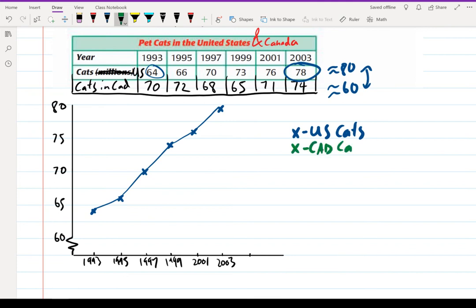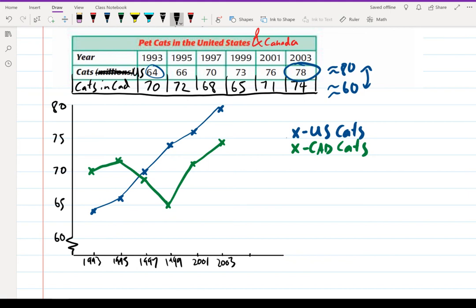And then green will be CAD, Canada cats. For Canada it starts at 70 and then it goes to 72 around here, and then 68 it drops down, and then 65 drops down even more, and then it goes up to 71, and then 74. And then lastly, you again join the lines with a ruler. So here we have what we call a double line graph.